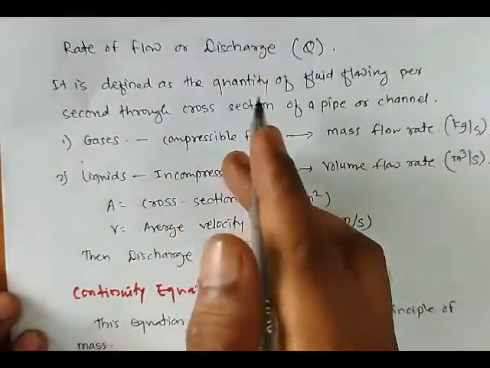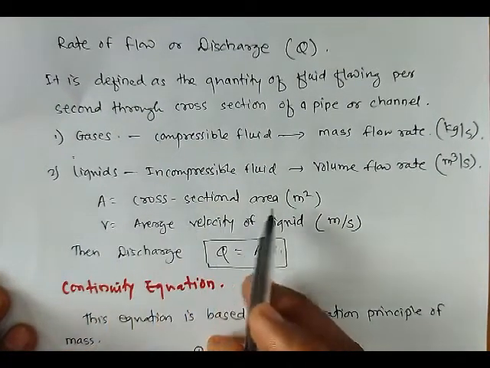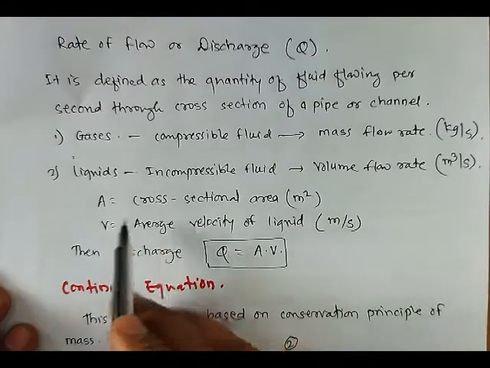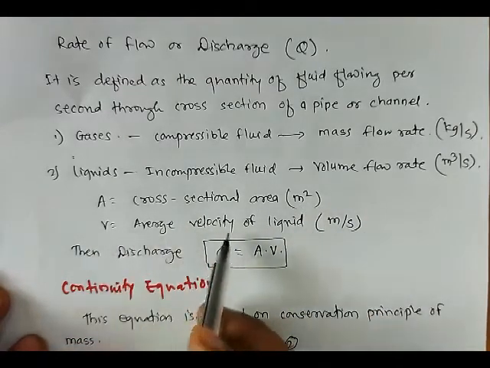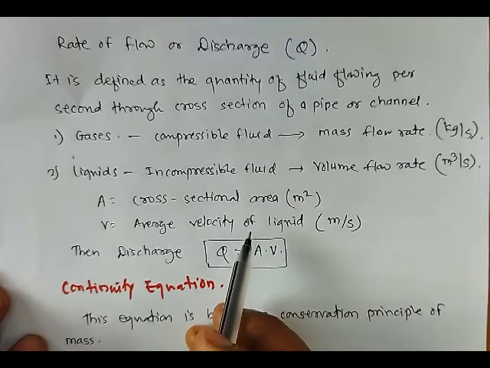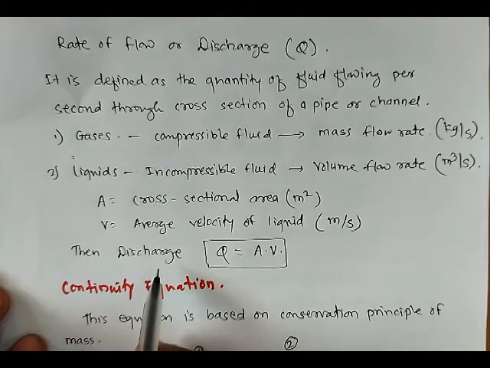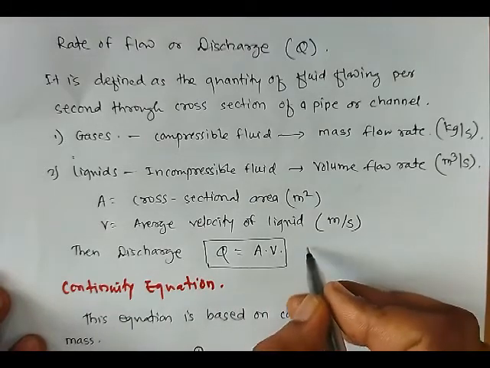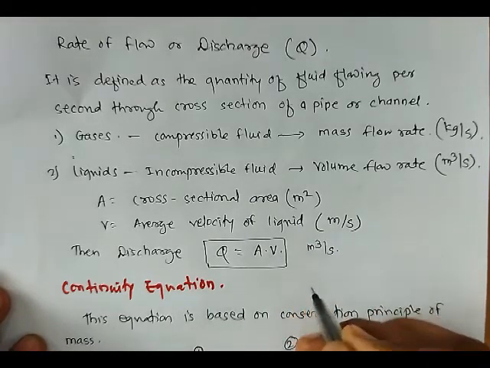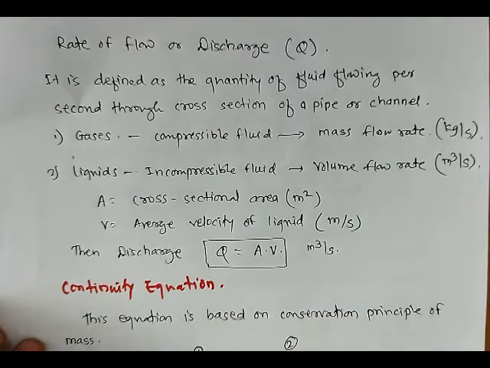To find out the discharge, first we should know the cross sectional area of the pipe. So we consider the cross sectional area as A in meter square. The average velocity of the liquid passing through that pipe is V in meter per second. Then discharge is calculated as Q equals area into velocity. So area into velocity gives meter cube per second, which is the volume flow rate or the discharge for liquids.